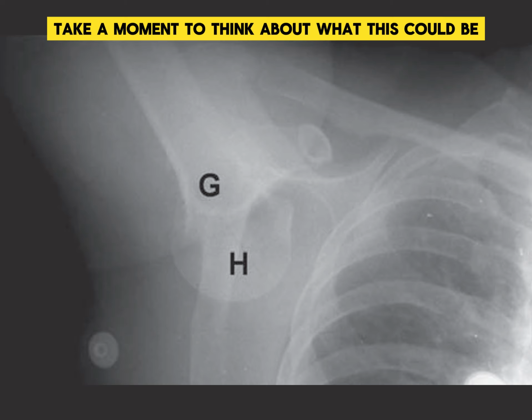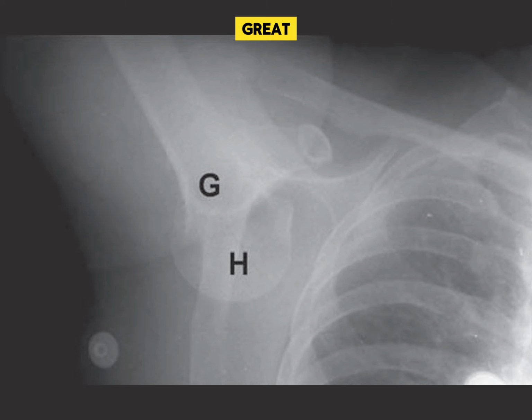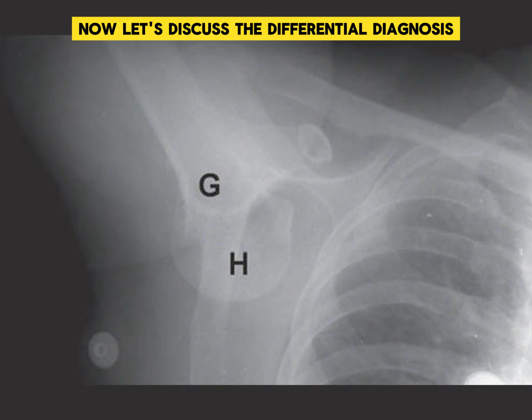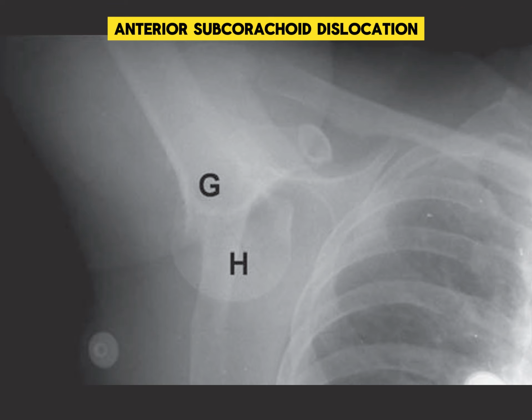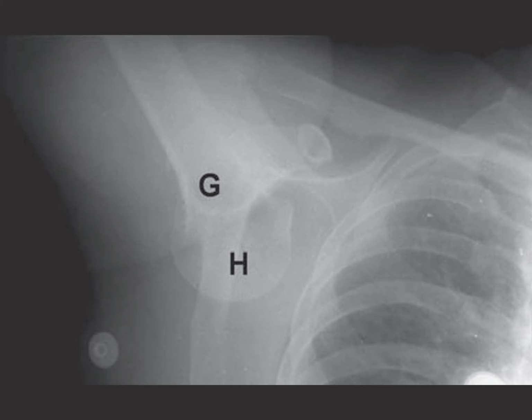Take a moment to think about what this could be. Great. Now let's discuss the differential diagnosis. Our differential diagnosis includes luxatio erecta, anterior subcoracoid dislocation, and subglenoid dislocation.